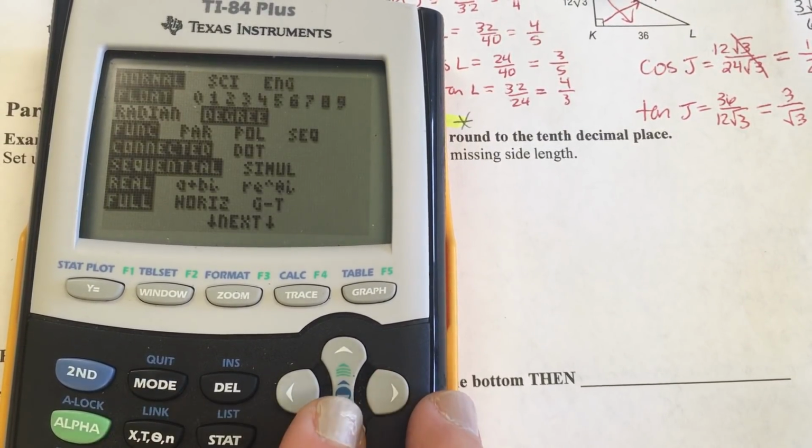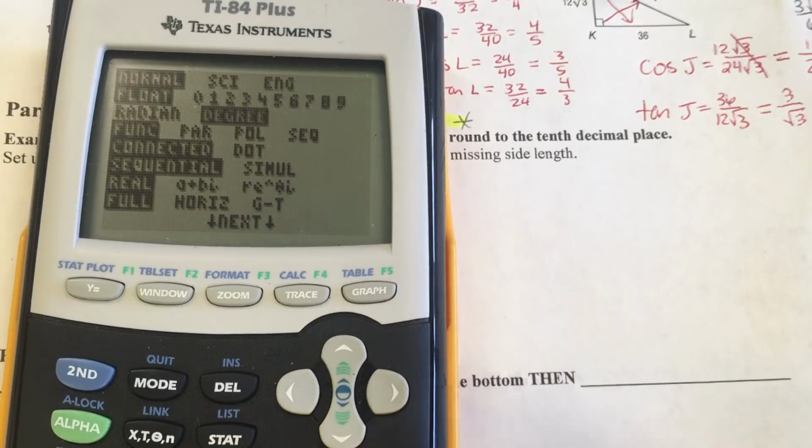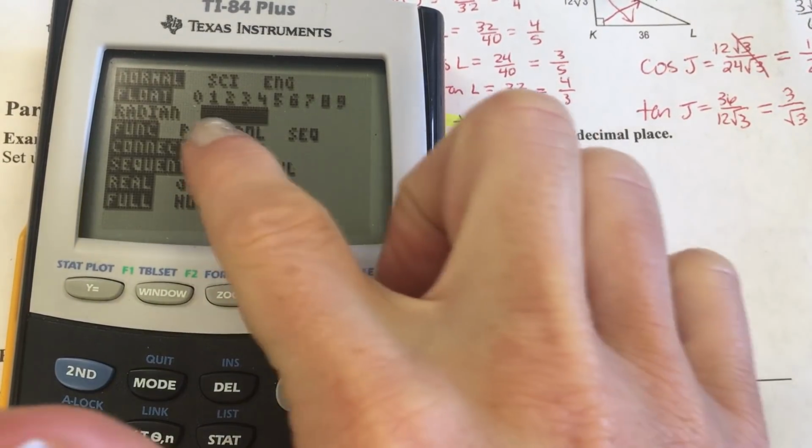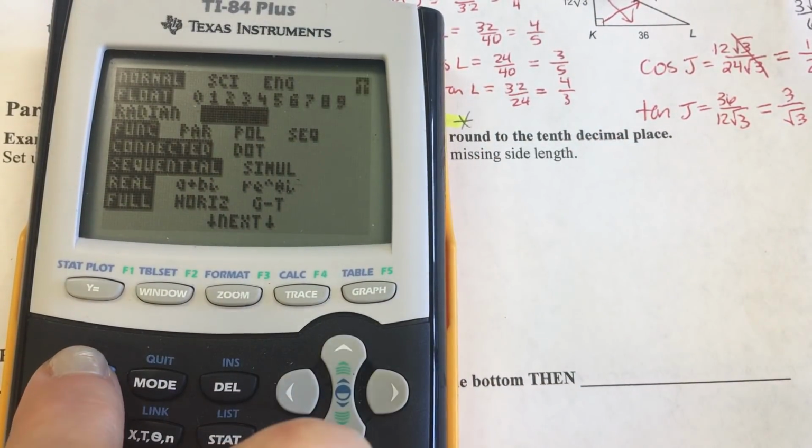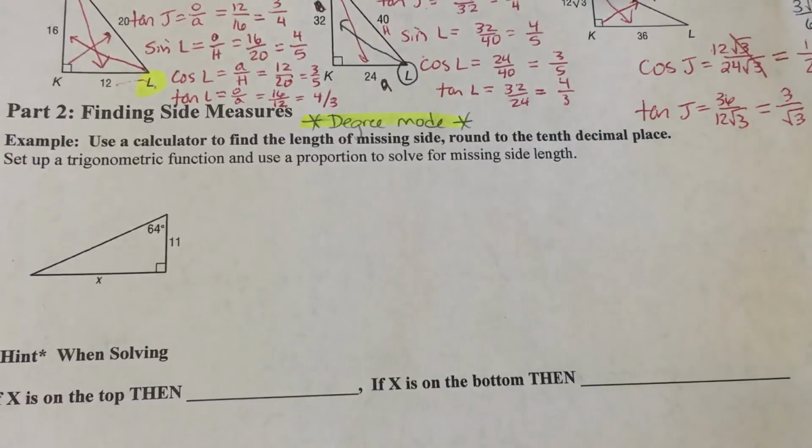Hit mode and go down and then go over to degree and press enter. So make sure it's bolded just like mine is. So you would go down over to degree and press enter. All right, so it's got to be in degree mode for these.